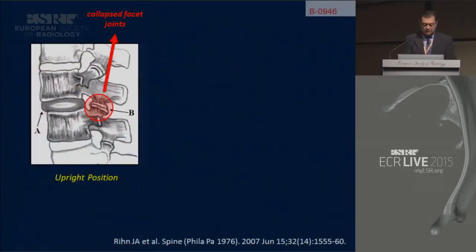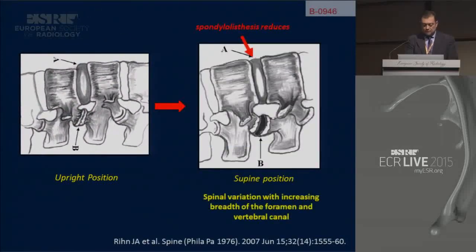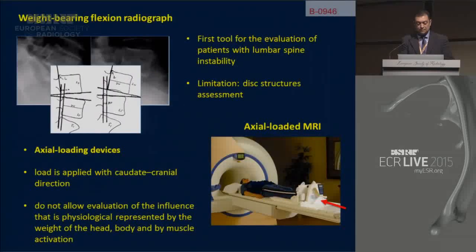Here you can see the variation from upright position and supine position. We have a reduction of spondylolisthesis, a spinal variation with increasing breadth of the foramen and vertebral canal, and the widening of the gap with the fluid on the facet at MRI.